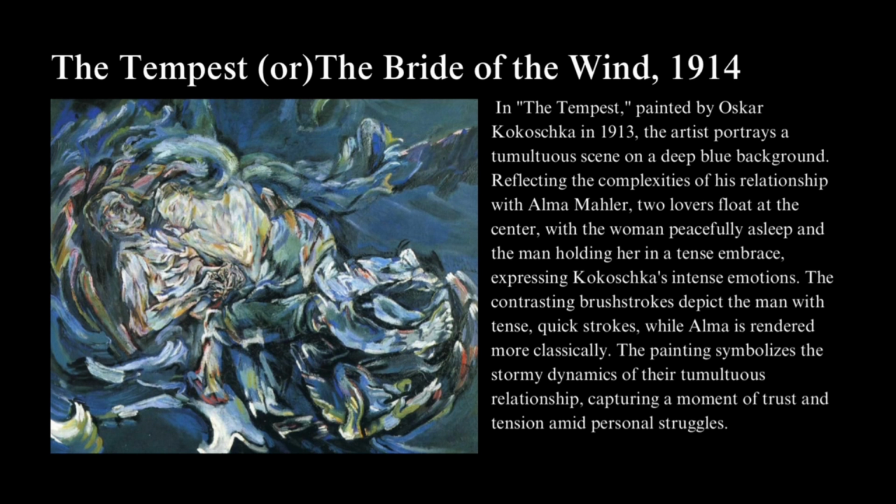This is further depicted by the contrasting brushstrokes, where he drew the man with tense, quick strokes, while the woman is rendered more classically with softer brushstrokes. The painting symbolizes the stormy dynamics of his tumultuous relationship with his lover, which captures a moment of trust and tension amidst their personal struggles.